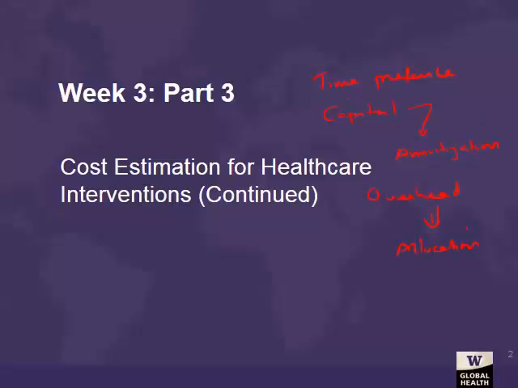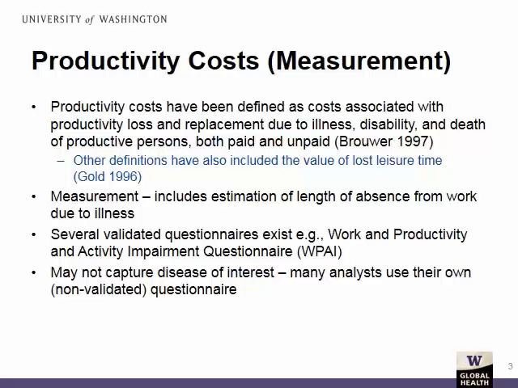So in this next part, we're going to look at other kinds of costs. And by other kinds, we mean in the realm of productivity costs, which allow us to do analysis from the societal perspective. If you have forgotten what perspective is all about, it is a good idea to go and review the slides on perspective. So let's look at productivity costs and their measurement.